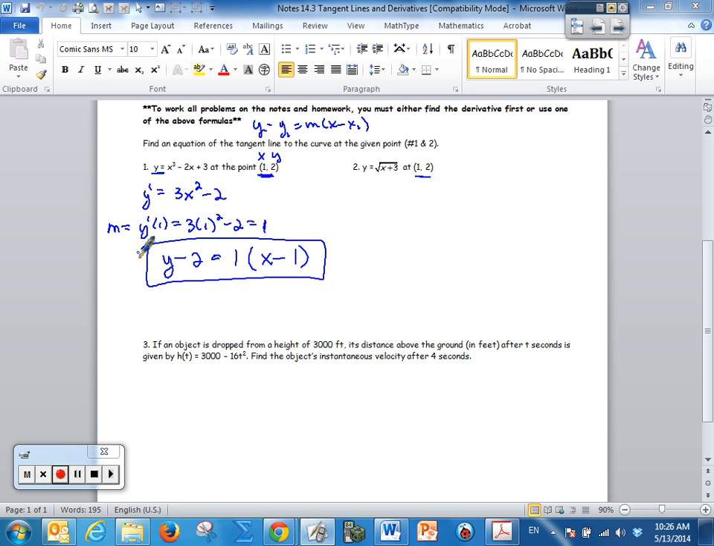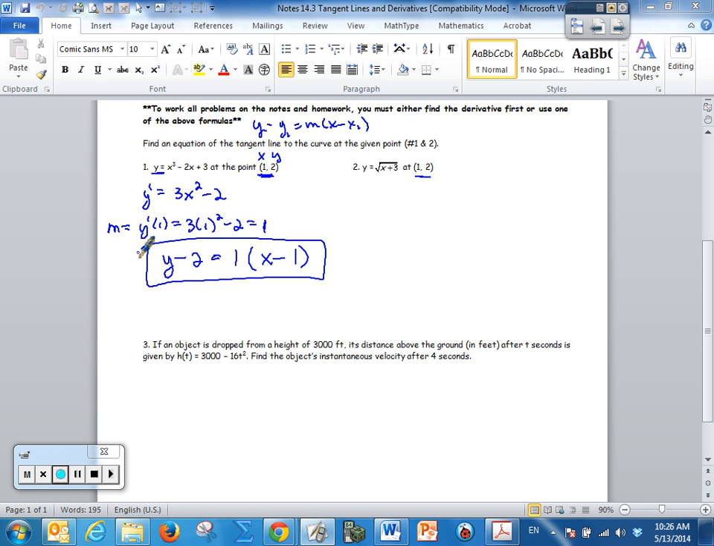Questions? Okay, so we've been finding equations of tangent lines for months now. I'm hoping that you're quite comfortable with it, because you'll continue doing that next year in calculus. Now on number 2, we cannot use the power rule here. It requires additional derivative rules, which we're not going to get into this year. So we need to use the definition of the derivative. We need to practice that.